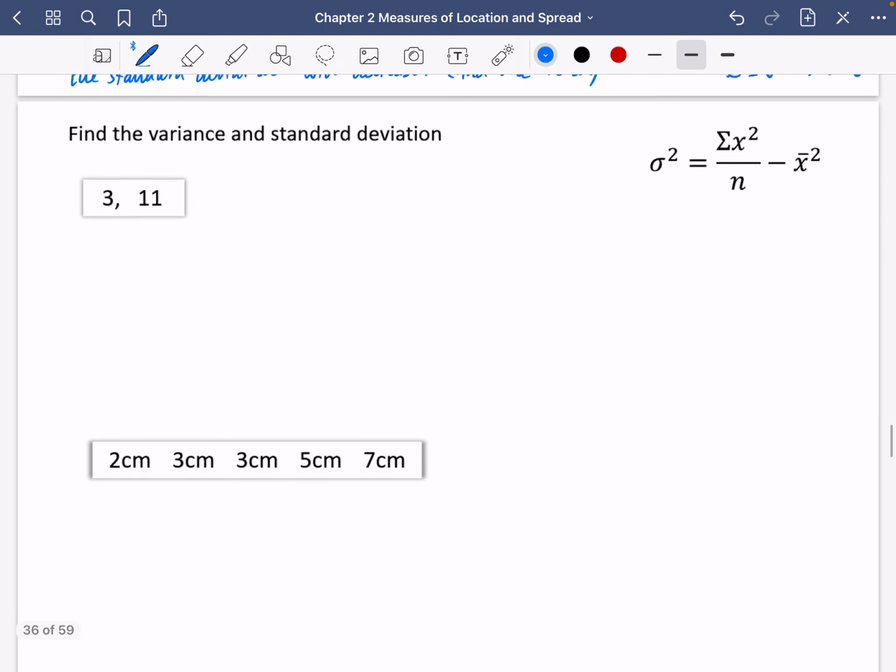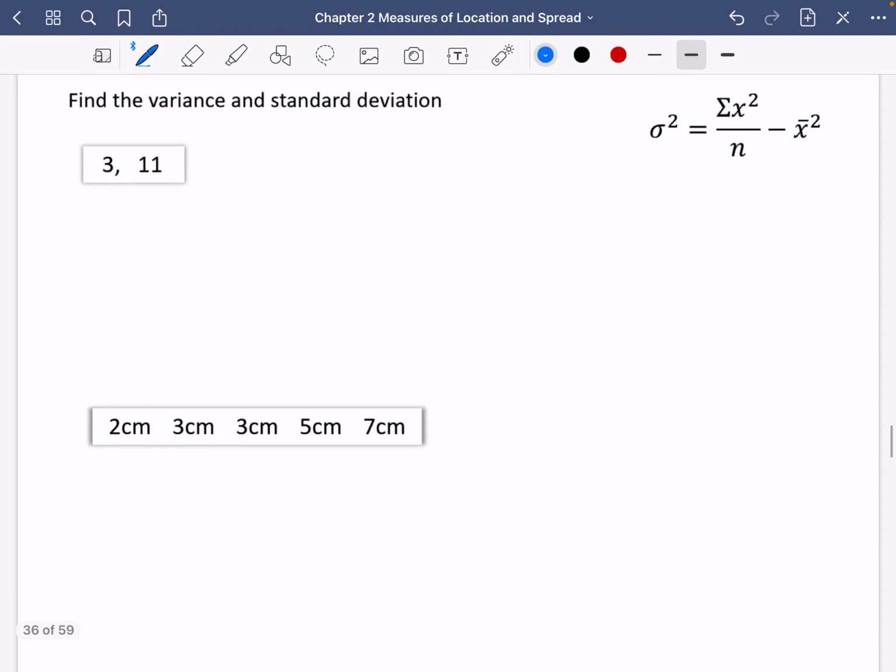So I am going to now do a couple of examples, and I will do these in this video because this is pretty straightforward. We're going to find the variance and the standard deviation. I'm going to do this one without the calculator, and then I'll do it with the calculator. So I've got the formula for the variance over here. It's the mean of the squares minus the square of the mean. So the first thing I'm going to do is find the mean of the square values.